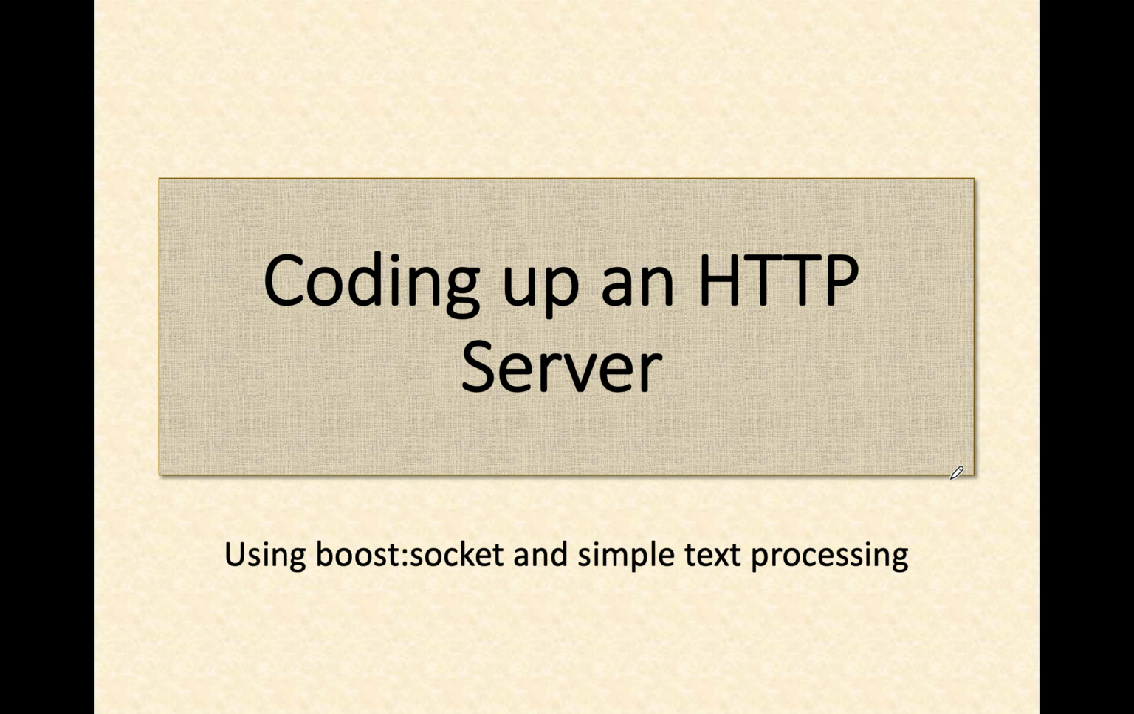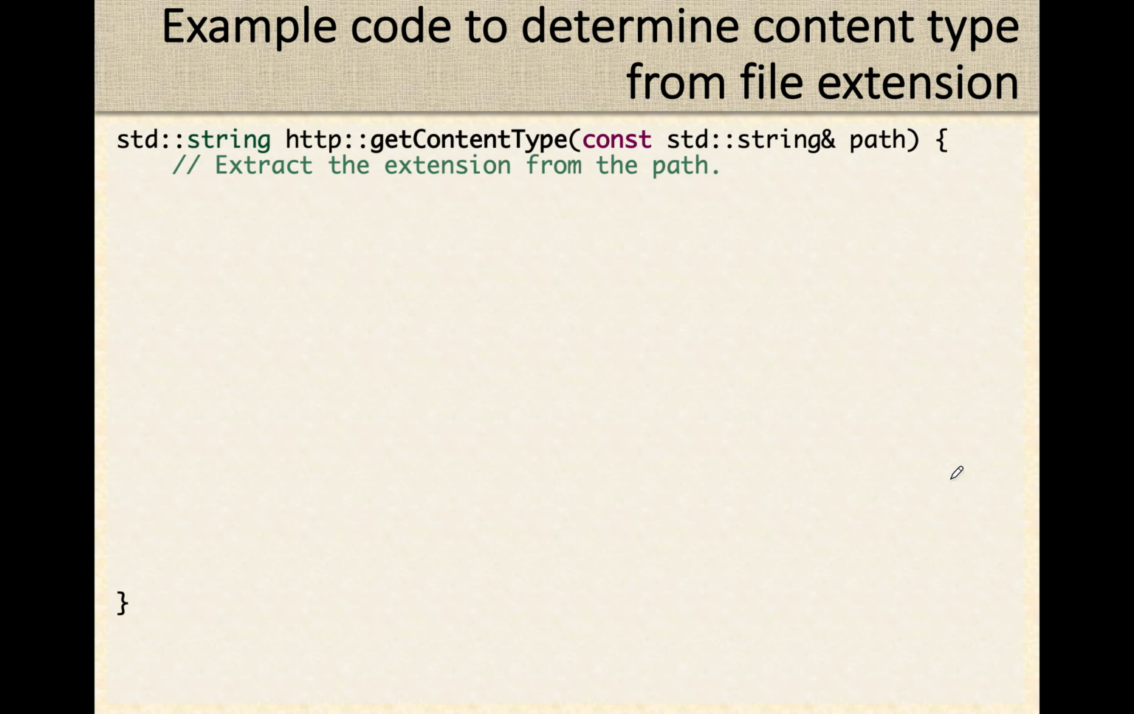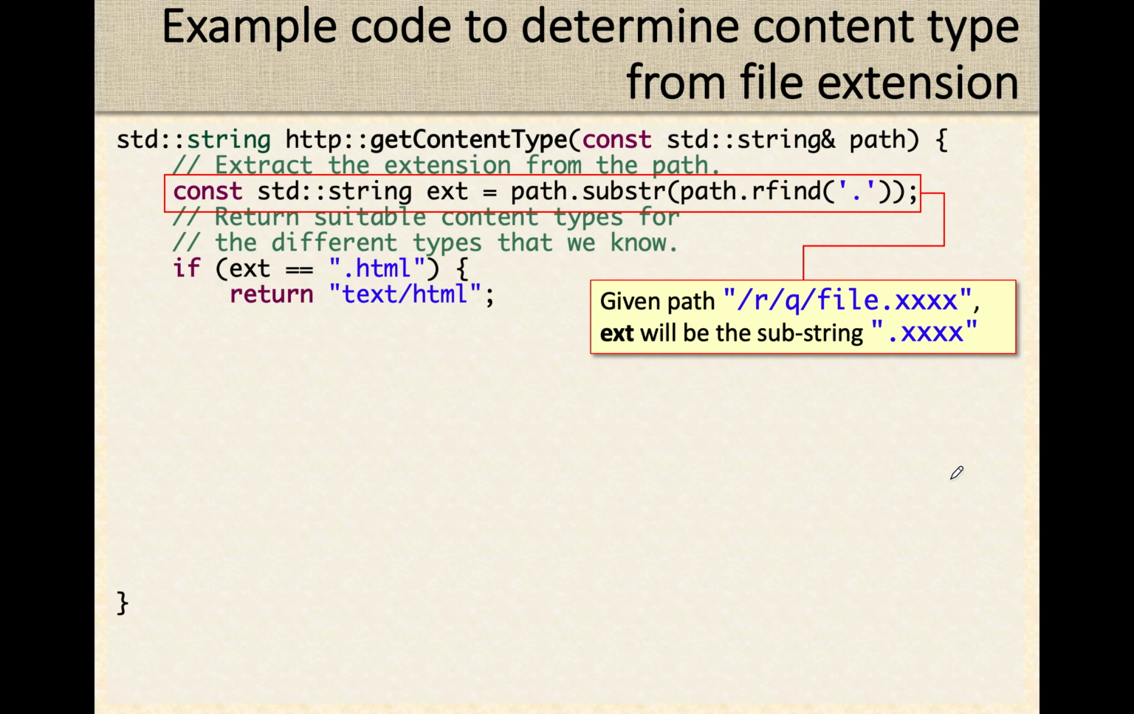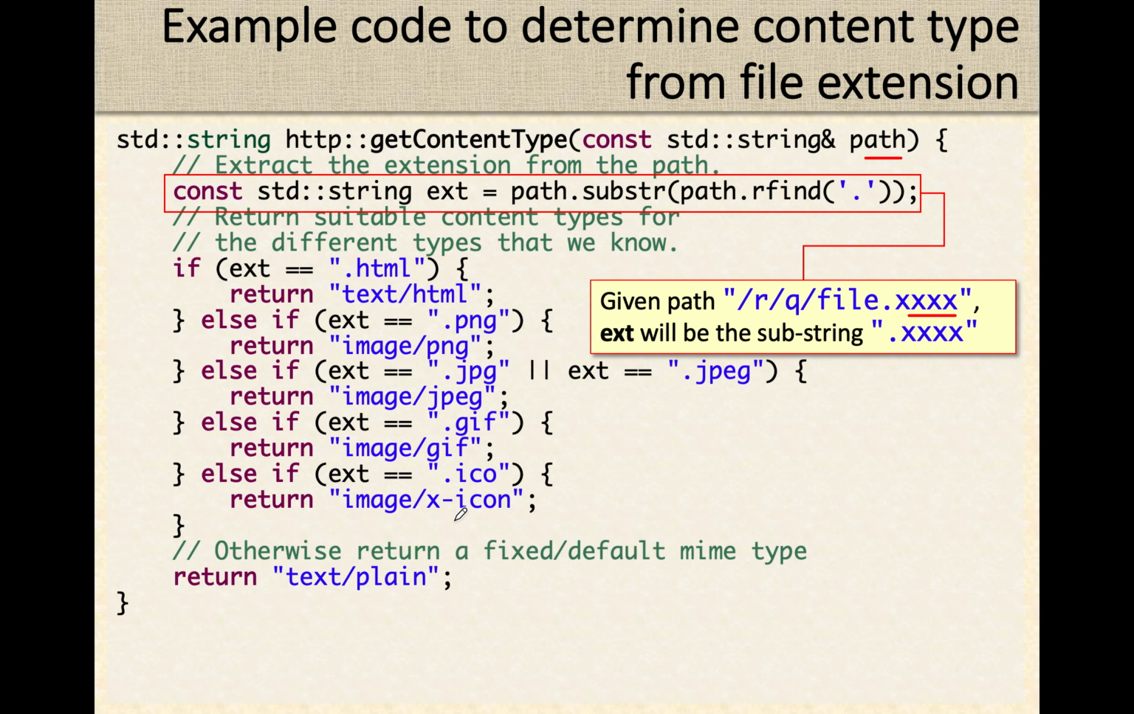Let's look at a simple example of coding up an HTTP server. This is just a Boost example. Here's the content type method where, from a given file path on the server, it pulls out the file extension. And if the extension is HTML or PNG, it generates the corresponding content type or MIME type in this method. By default, it just returns text/plain.